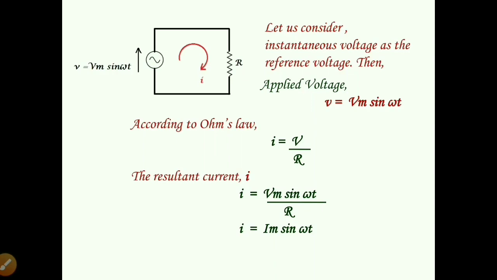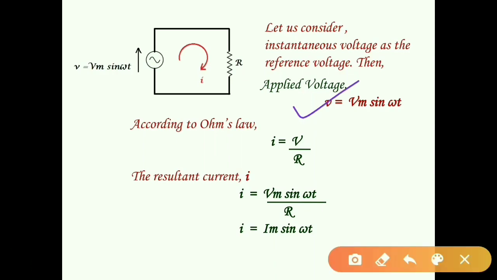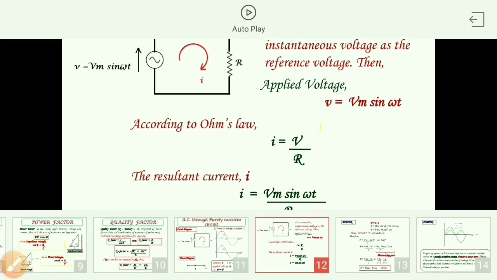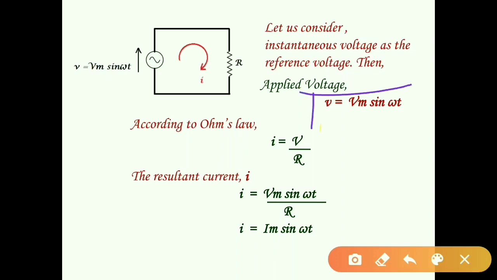So if the instantaneous value of voltage V is Vm sin omega t, and we know from Ohm's law I equals V by R, then putting the value of V here, we get I equal to Vm sin omega t by R. From here we can conclude that the current's instantaneous value will be Im sin omega t. So we have V equal to Vm sin omega t and I equal to Im sin omega t.